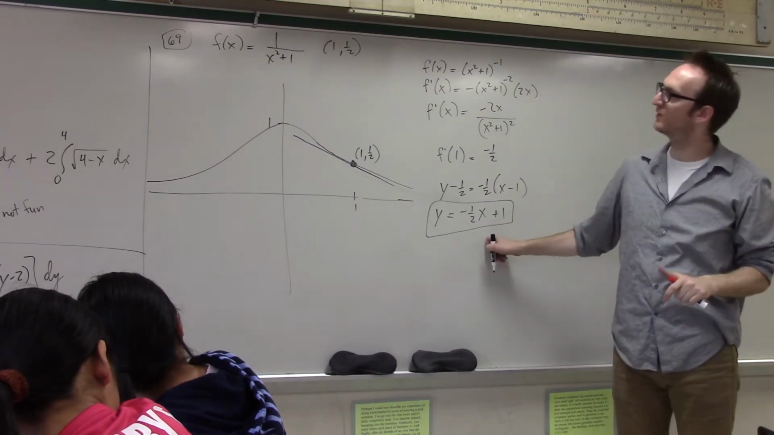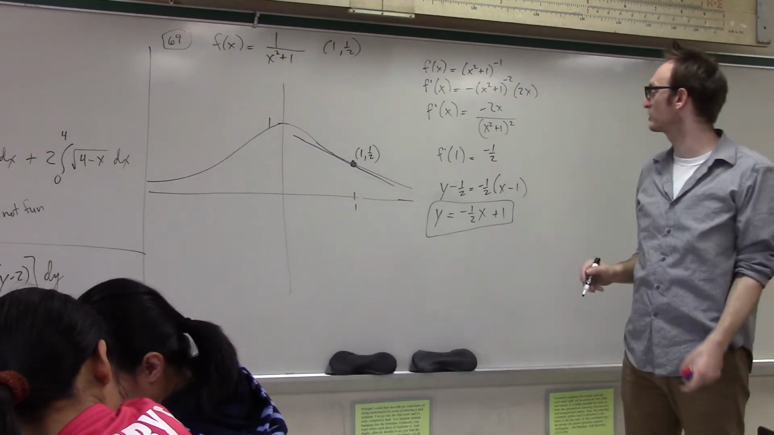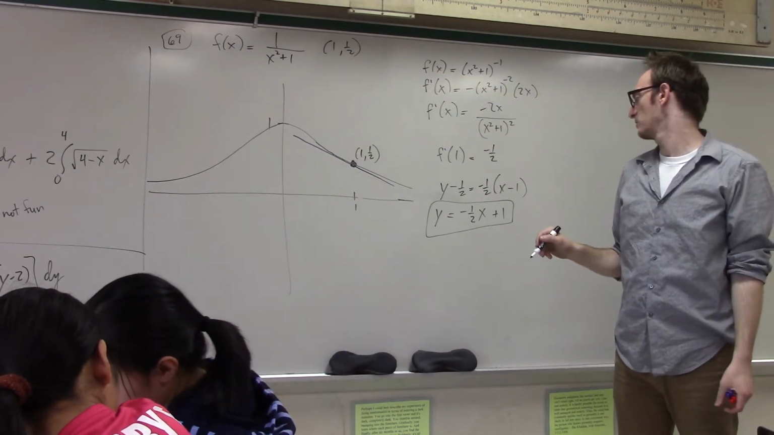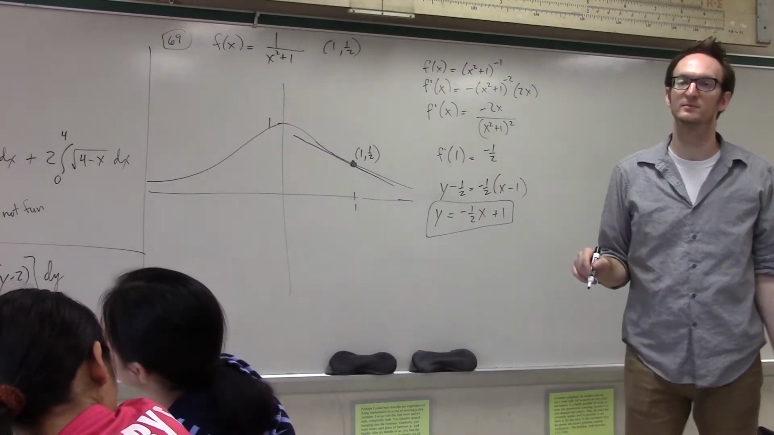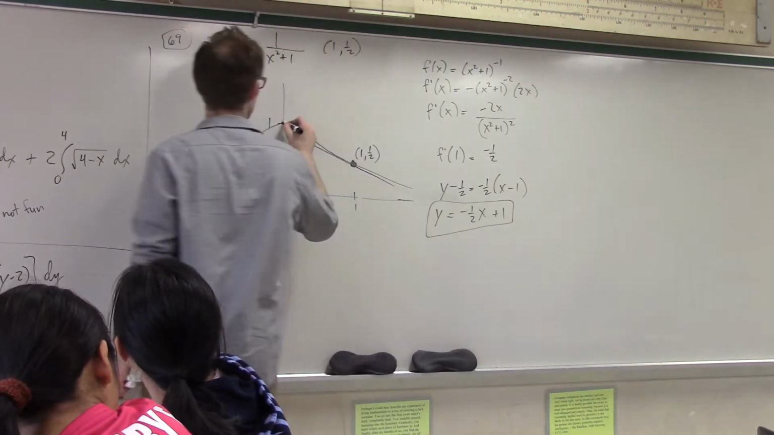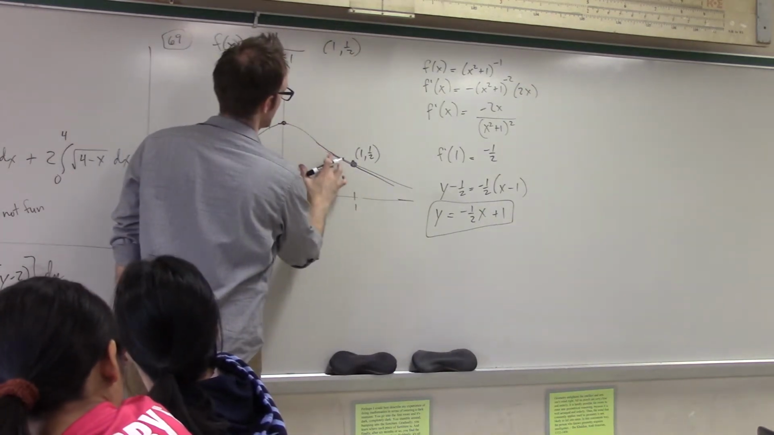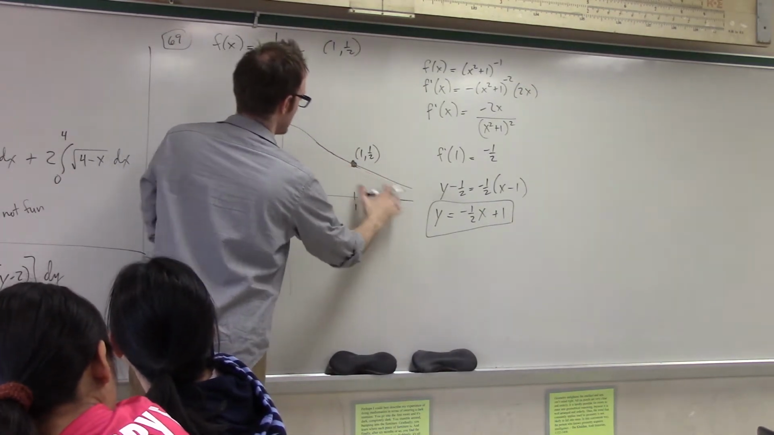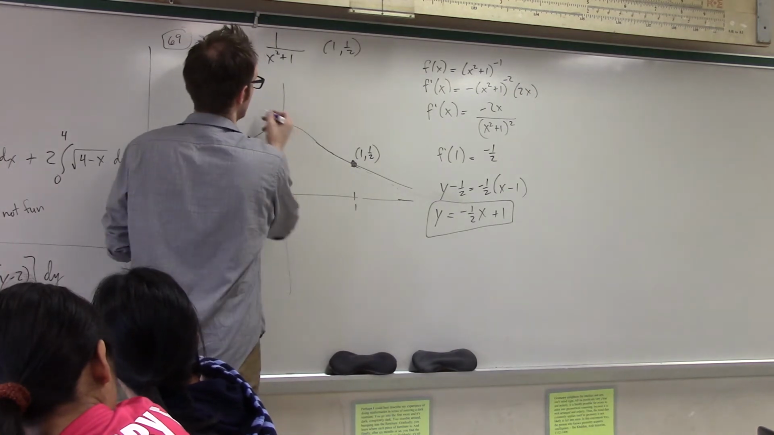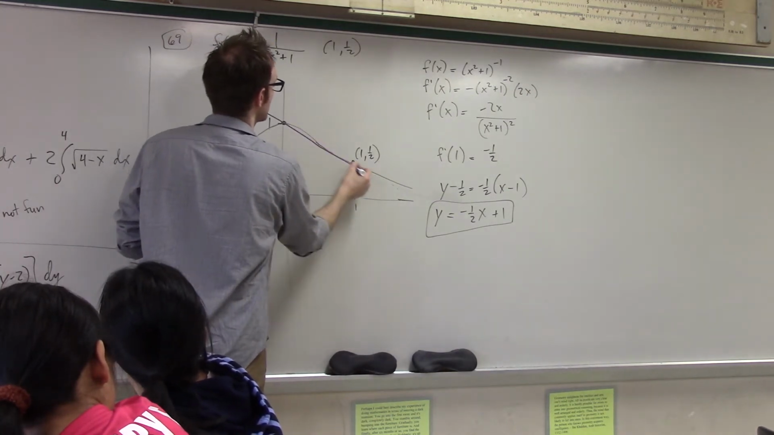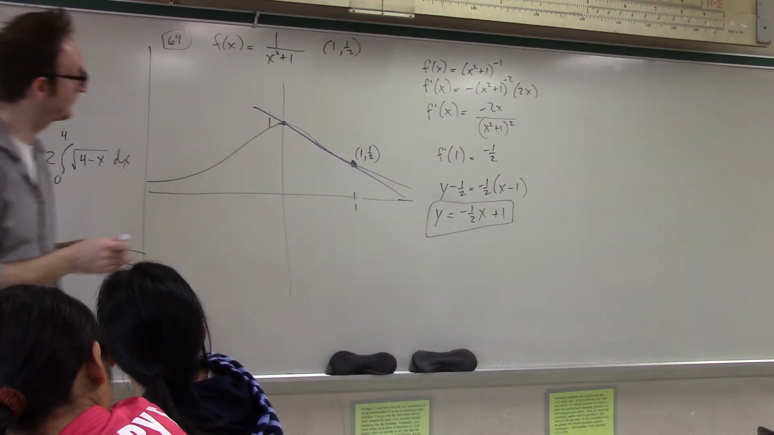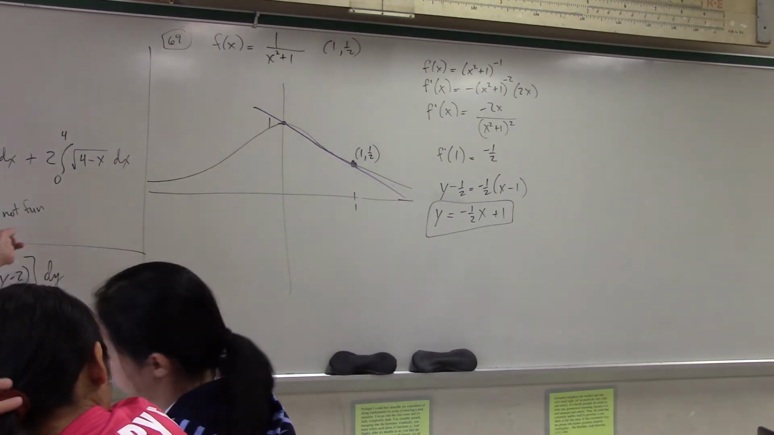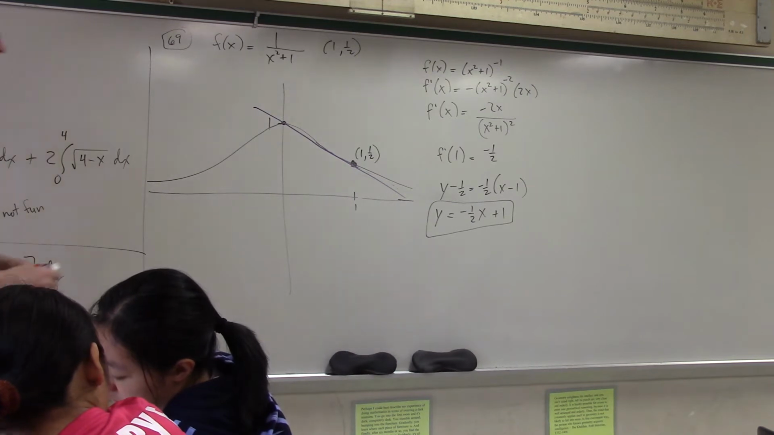Where does this line intersect this function? Well, it's pretty clear that it's going to intersect at 0, 1, right? This curve goes through 0, 1, and this line also goes through 0, 1. So if I'm going to draw this tangent line properly, the tangent line looks kind of like that.